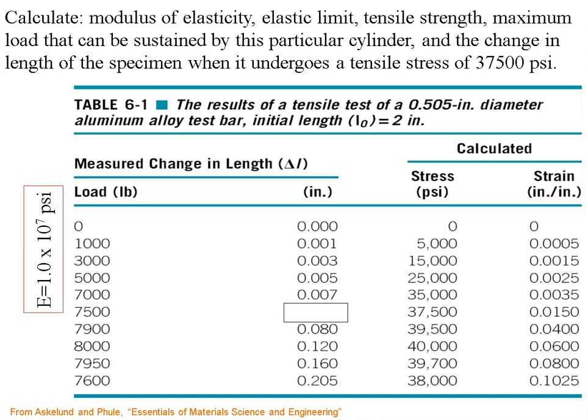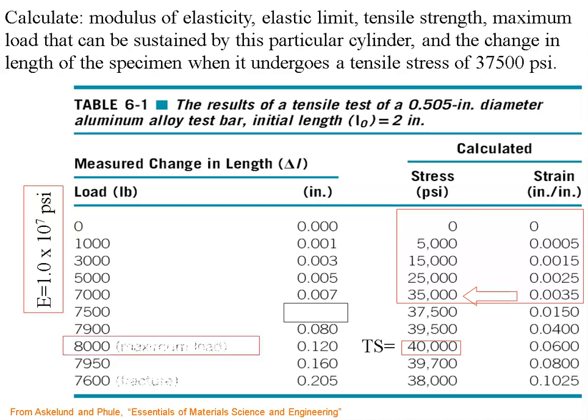Young's modulus is the slope of the stress-strain curve in the linear portion, so 1.0 times 10 to the 7th psi. The elastic limit happens when the stress and the strain are no longer increasing linearly. We can see that that happens at about 35,000 psi. Tensile strength is the maximum stress. We read that right off the table as 40,000 psi.